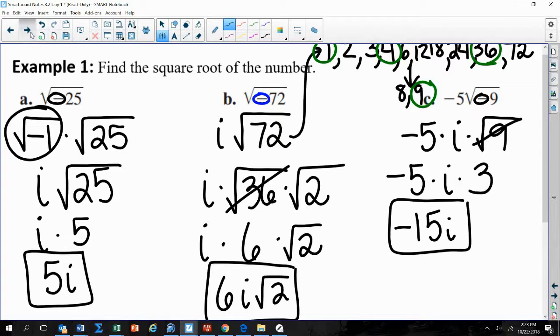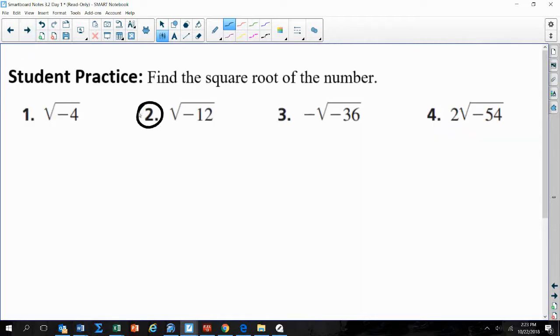Okay. I want you guys to try this guy, number 2. You guys try number 2.